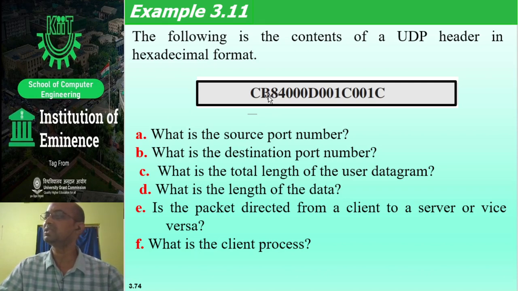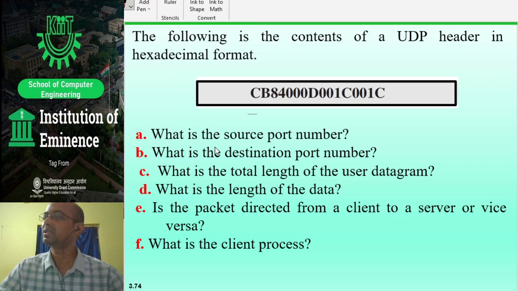So the value of CB: B is 11, C is 12, so 16 into 12 plus 11. That is the port number of the source. Destination port number is 84: 4 into 1, 16 into 8. And the remaining field, how much is this? This is 16, sorry. CB84 is the source port number, 00D is the destination port number, 001C is the total length, and 001C is the checksum. That is the representation. For CB84, you have to compute the binary equivalent. C means 12, 1100, B means 11, 1011, like that. So you have to compute the binary equivalent of this number, which will represent the source port number as well as the destination port number.